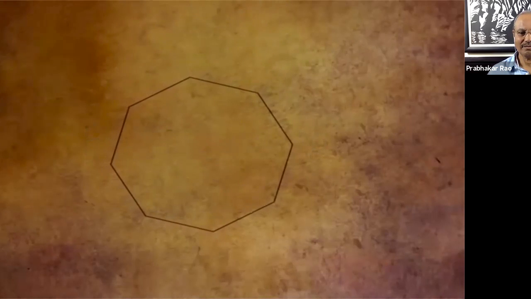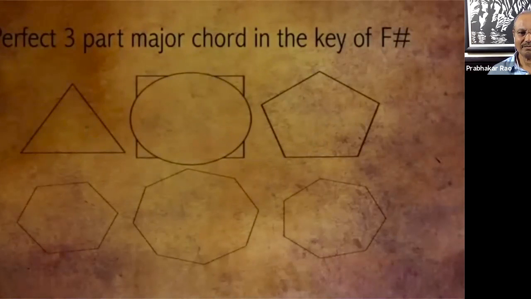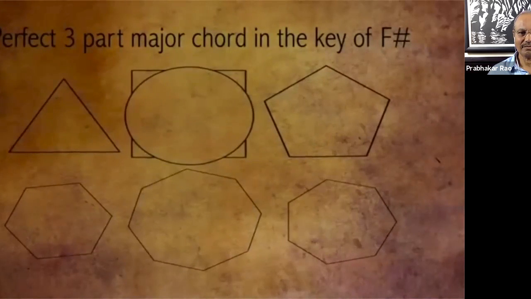And finally the octagon, where we get 1080, another C sharp. Suddenly, geometry is expressed by tones, and these tones just happen to create the most beautiful form of music, a perfect 3-part major chord in the key of F sharp.